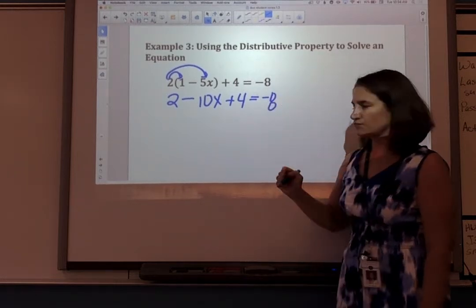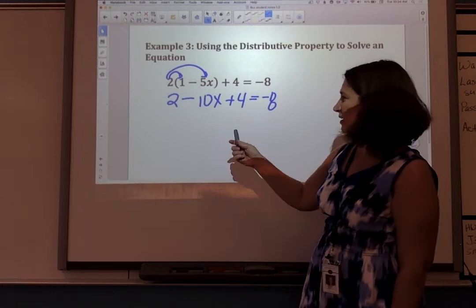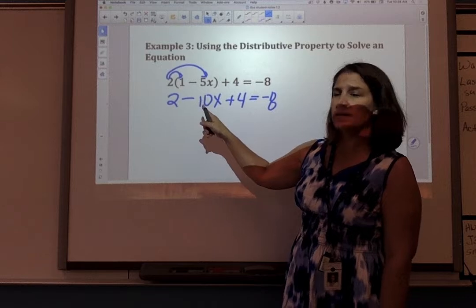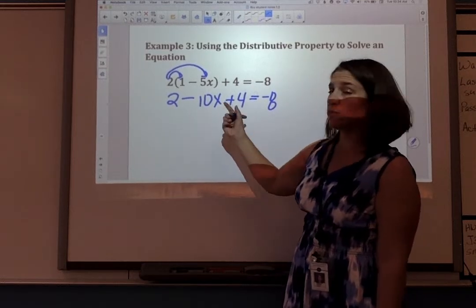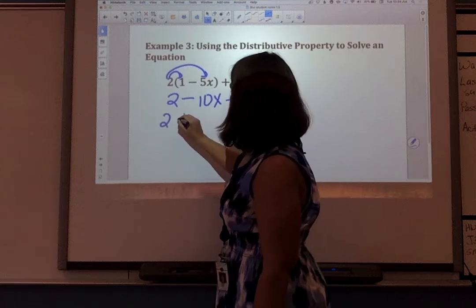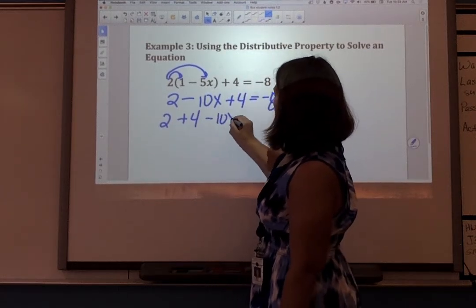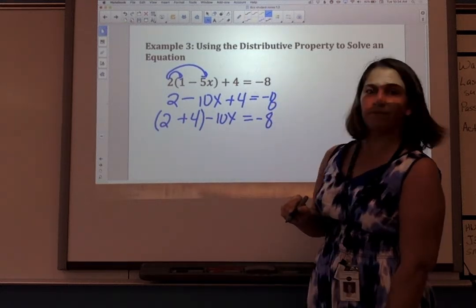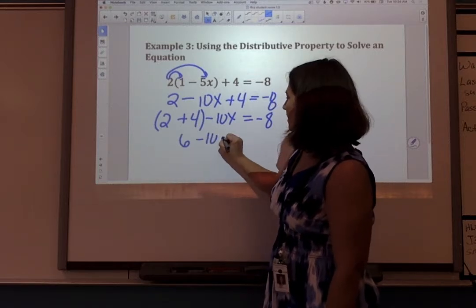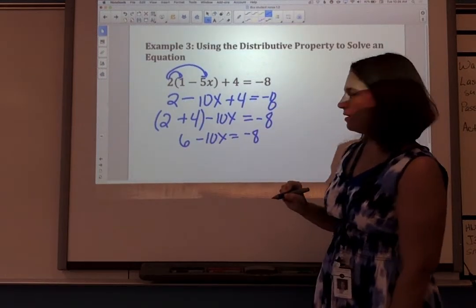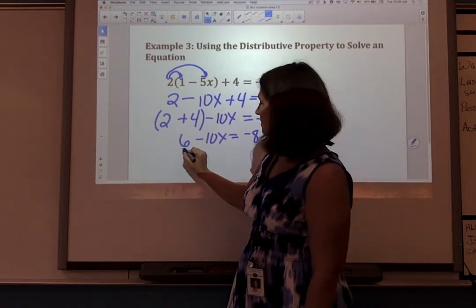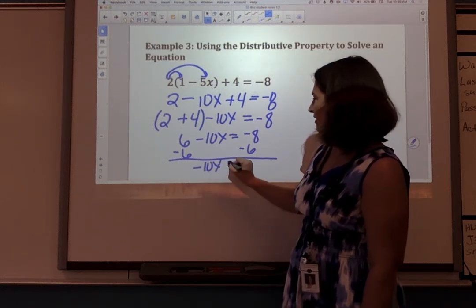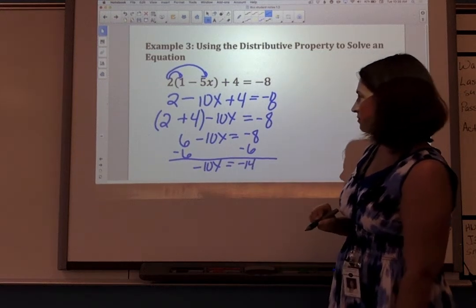equals negative 8. Now I'm going to combine my like terms again. I have 2 constants on the left-hand side and 1 term with a variable. So let's combine the constants. I could rearrange this and say 2 plus 4 minus 10x equals negative 8. That might help to put these together. So now I have 6 minus 10x equals negative 8. I need to subtract the 6 from both sides. And I'm left with negative 10x equals negative 14.